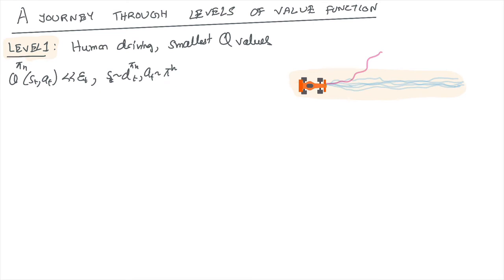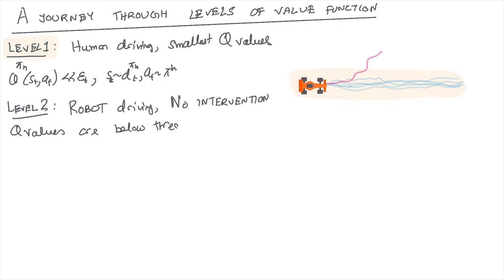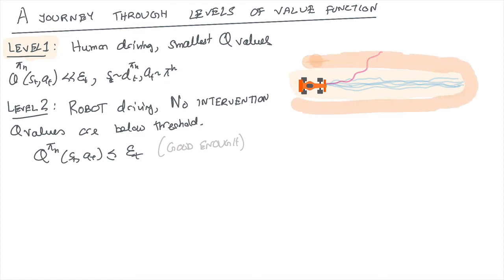Now let's assume that the robot's in control, and it likely strays off the path the human would have taken. However, the human does not intervene. Here we can say that the Q values are below a threshold epsilon_t. In other words, these state actions are good enough. And we can denote these state actions with a higher level of the value function, level 2.